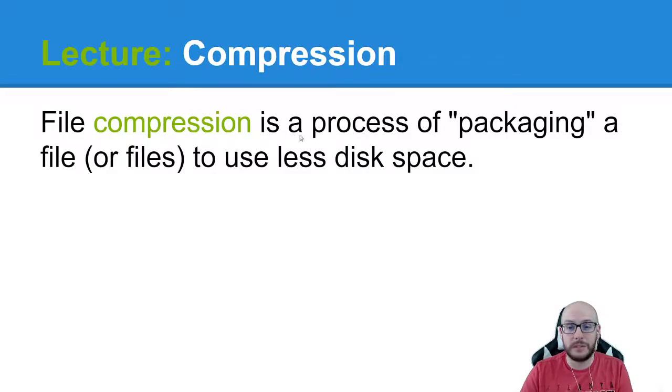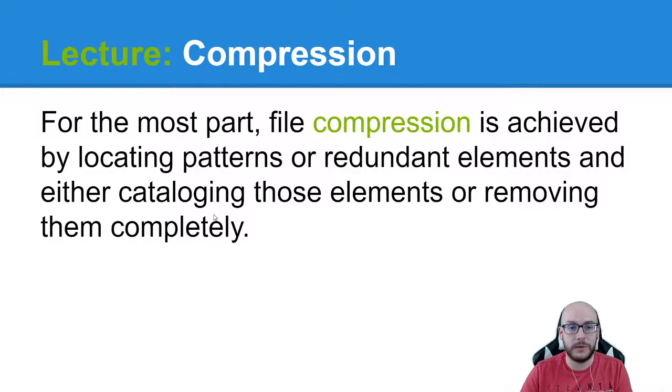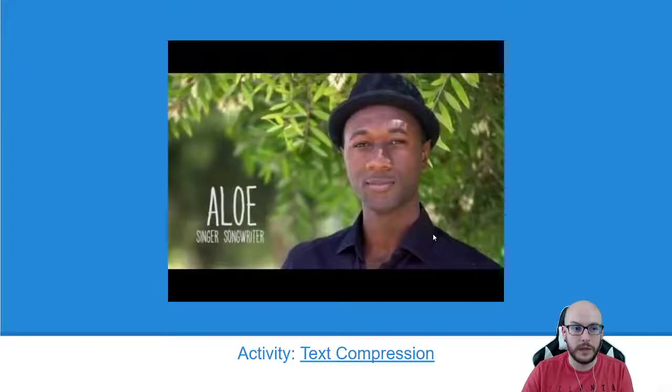File compression is the process of packaging a file or files to use less disk space. For the most part, file compression is achieved by locating patterns or redundant elements and either cataloging those elements or removing them completely. This has got to be the key thing here. We're looking for stuff that repeats for the most part, or is at least extremely similar when it comes to pictures. More on that later.